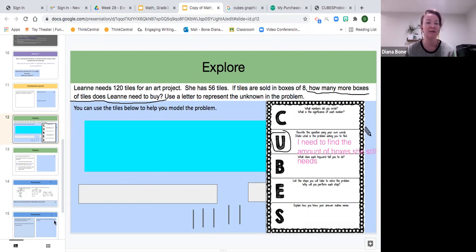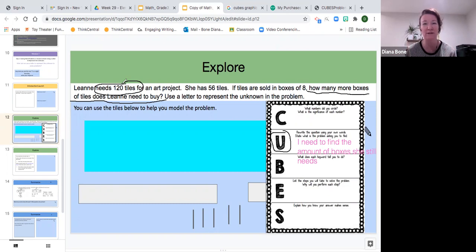After I have them underline and show me that they understand what they need to find, they go back to the problem and start circling the numbers and the units that they need to use. So if I need to find the amount of boxes she still needs to buy, I'm going to need to know that she needs 120 tiles. Make sure your students are not just circling 120, because they will. They will just circle 120, no unit.